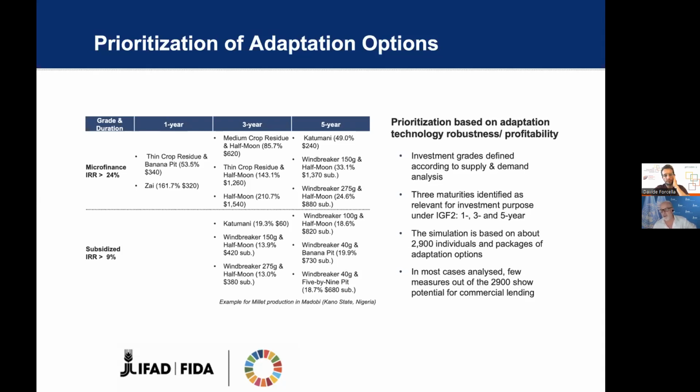And you go across and you take a look at the different examples, and you can see they get a little bit more complex, a little bit more expensive, et cetera, but the returns are all positive on the top. But if you look down at the bottom, you see subsidized rates. You see some different technologies. Windbreaker Half Moon, for example, $420 investment over 3 years, you're getting 13.9%. You can't do that from a microfinance institution that requires 24%. So you have to subsidize it.